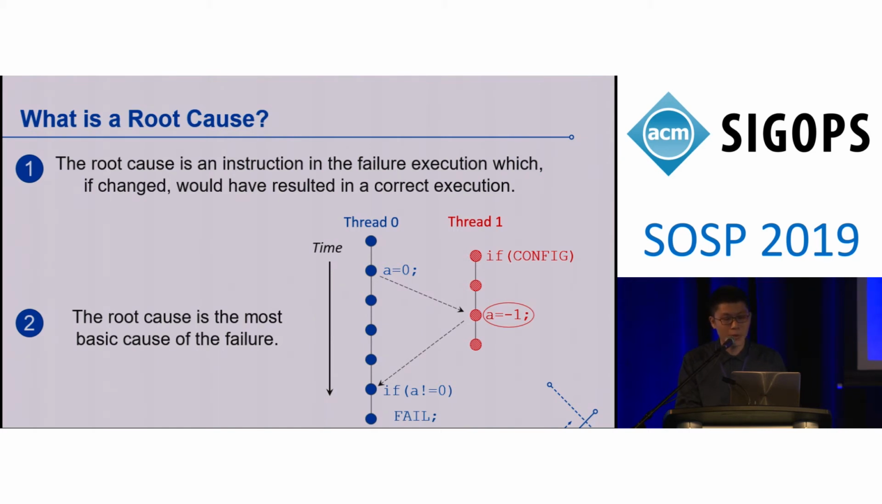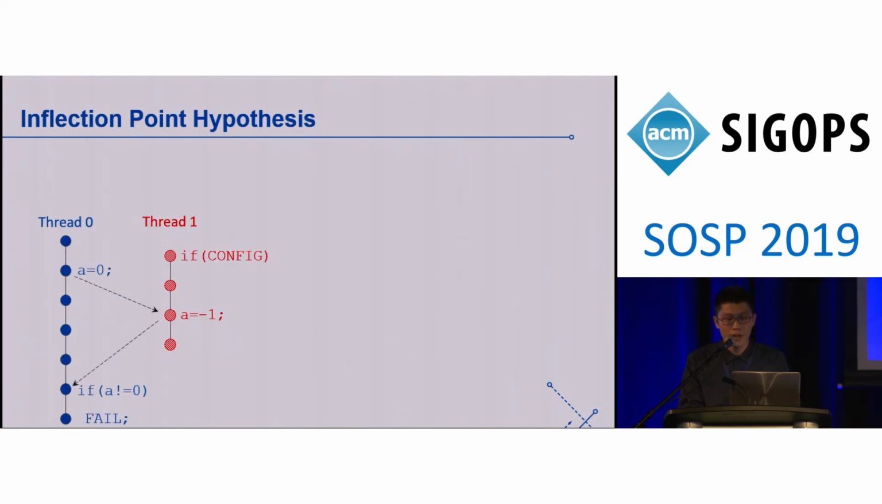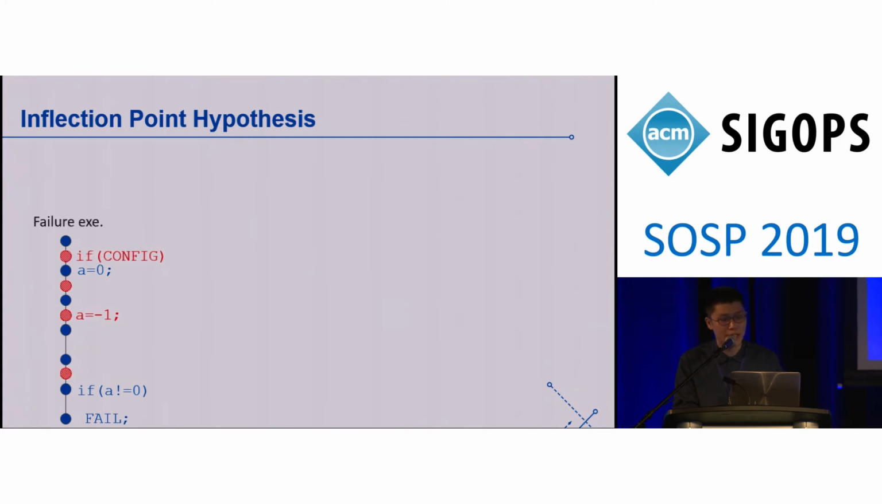Now with this definition, we can introduce the inflection point hypothesis, which provides the property of the root cause that enables us to systematically search for it. First, we linearize the concurrent executions by taking the total order of all the instructions from all the threads and processes into a single execution trace. And clearly, in practice, we cannot possibly linearize all the instructions. Later, we'll talk about how we solve this in our practical tool.